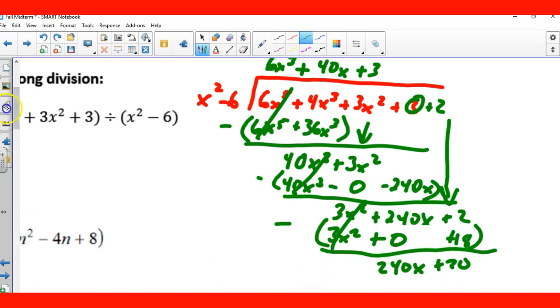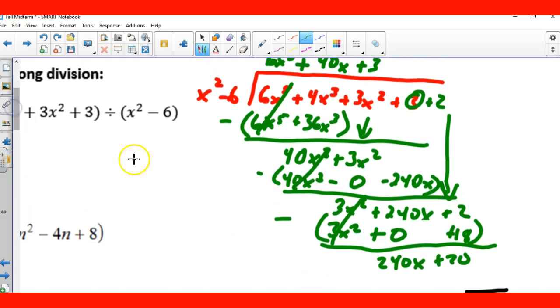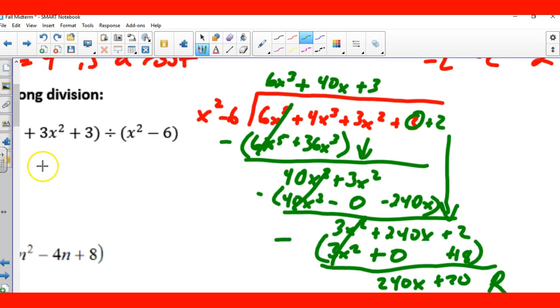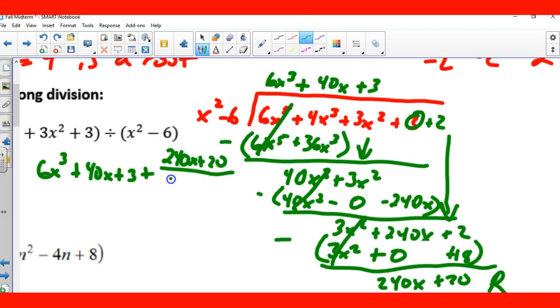Alright. Now, that is the remainder right here. So how do we write the answer out? Like this. 6x cubed plus 40x plus 3 plus 240x plus 20 all over x squared minus 6, over the original divisor.